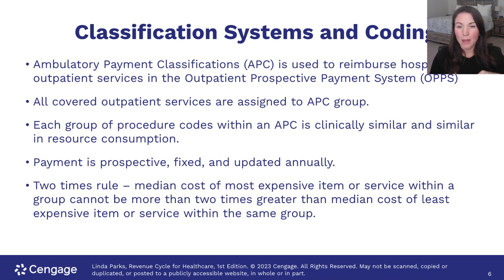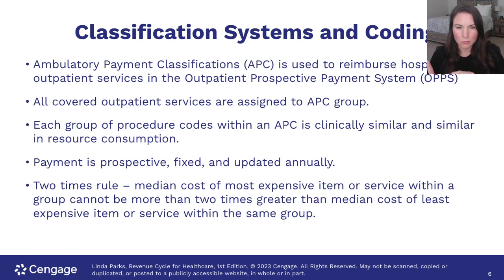Okay, the payment is prospective, meaning it is set beforehand, and it is fixed, and it's updated every year. Okay, each year they'll look at all of them and make adjustments if they need to. All of the services in an APC have to meet the 2 times rule, which says that the median cost, okay, which median does not mean average. Median would be like the middle cost. If you list out all the costs from smallest to largest, okay, it would be the number in the middle.